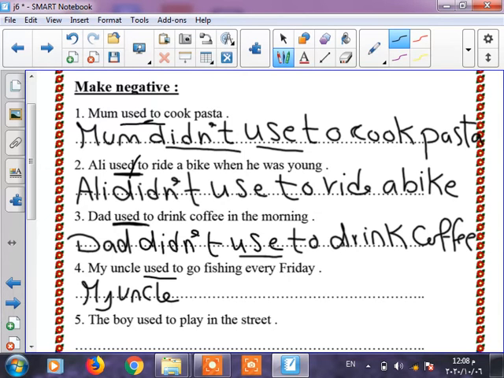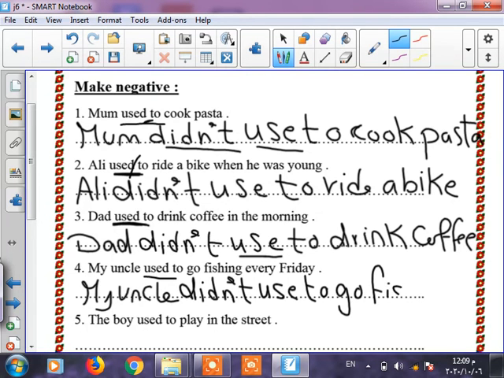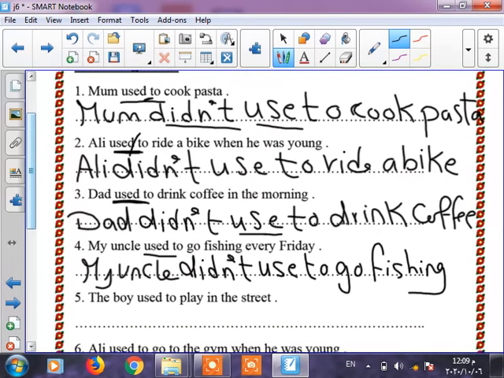Look at here. The boy used to play in the street. So how can we make negative? We use what? Didn't. So I say the boy didn't used, wrong, because after didn't the verb is infinitive, I write use to play in the street.